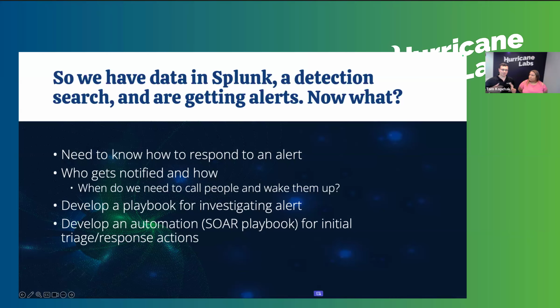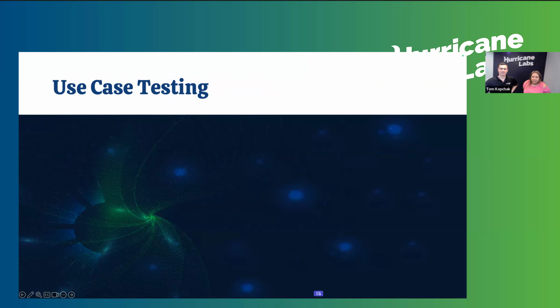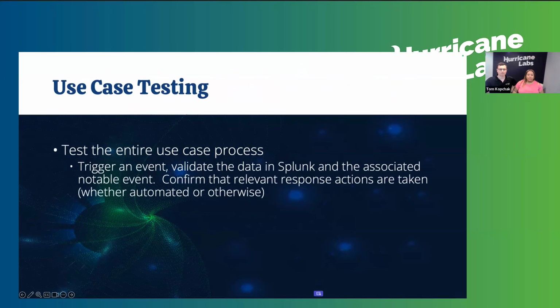And once you have your response plan and your automation, you probably have to do some testing, right? Yes, test, test, test. That is one of the things that we really love to do here. So you're going to test the entire use case process from start to finish. First off, you're going to trigger an event. You're going to validate that that data goes into Splunk and the associated notable event fires. Next, you're going to confirm that the relevant response actions were taken, whether those are automated through SOAR or those are manual actions that an analyst is doing either on the Hurricane Labs side or on your SOC side.